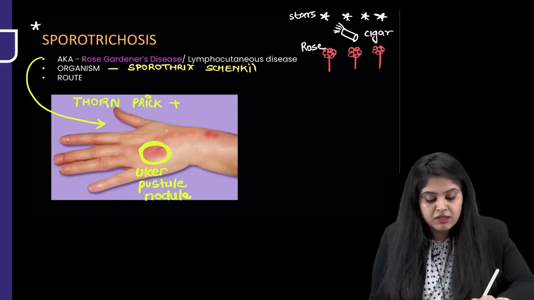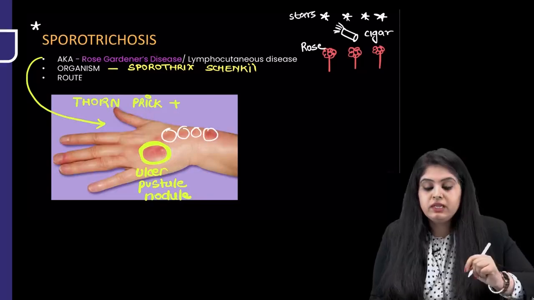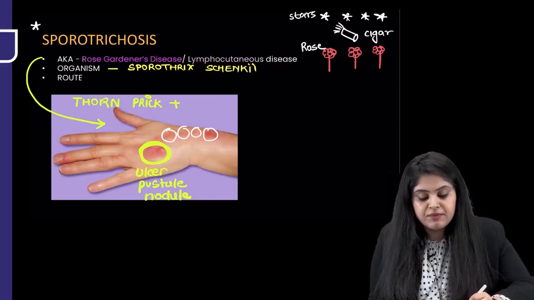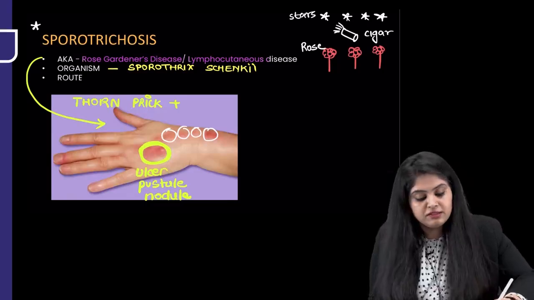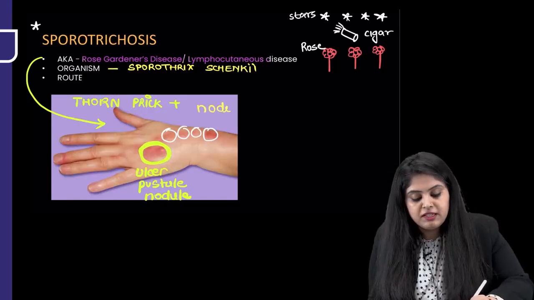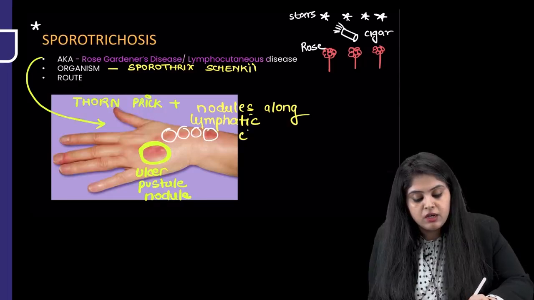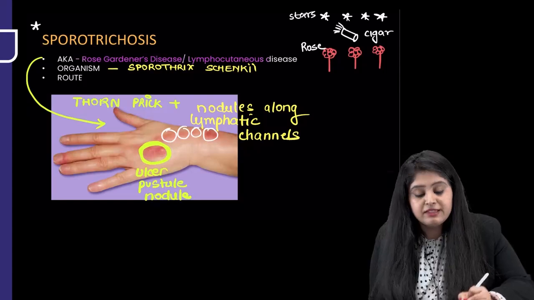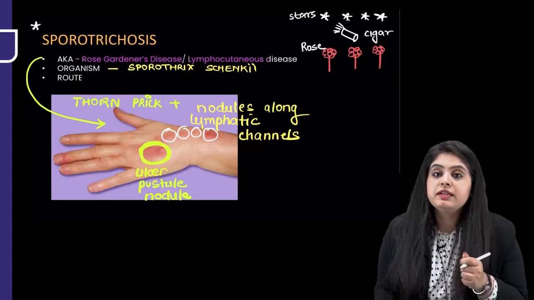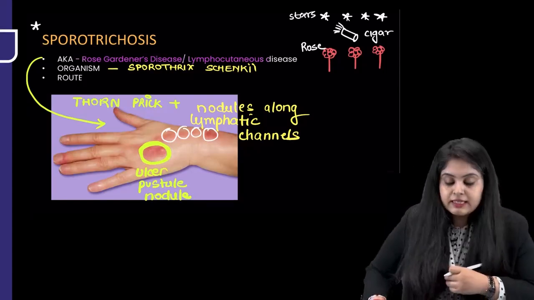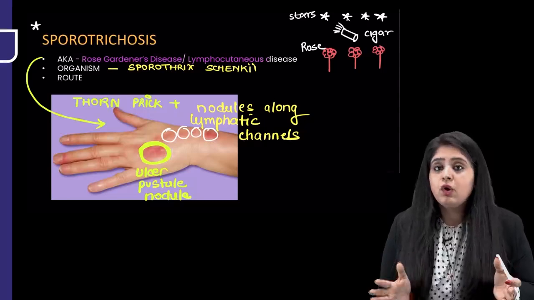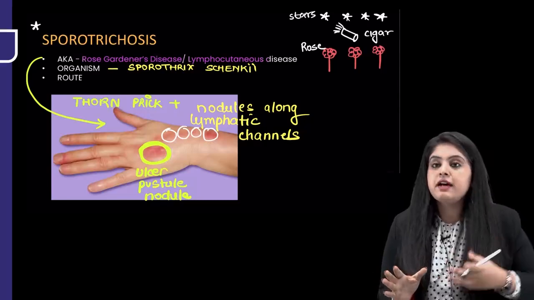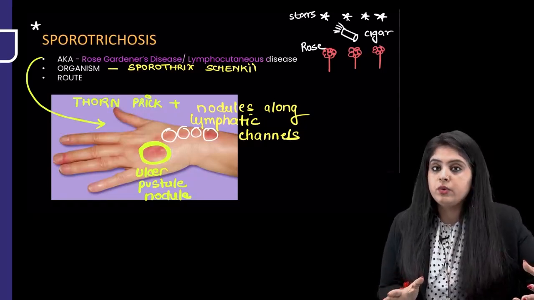But apart from this, we saw lesions which were spreading like this. They are going in a line. Why are they going in a line? Because look at the other name: it is a lymphocutaneous disease. So remember, you will see nodules along the lymphatic channels, and that is one of the most important histories they give you in the exam. They will give you a nodule at the site of the rose thorn prick, and along the lymphatic channels there are multiple lesions.